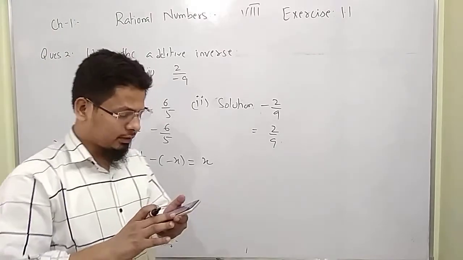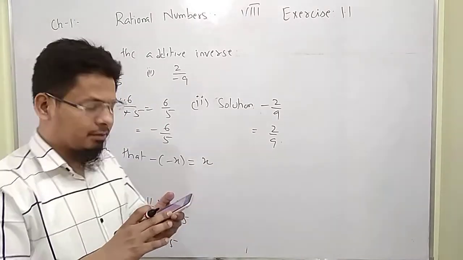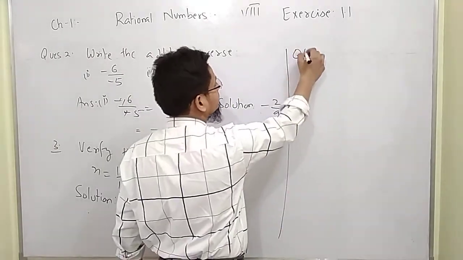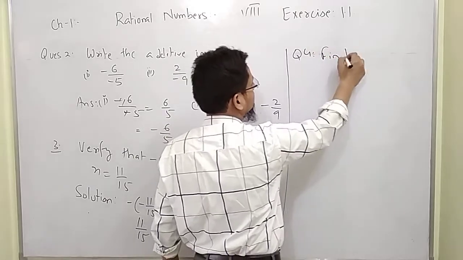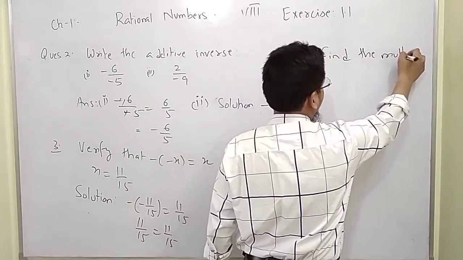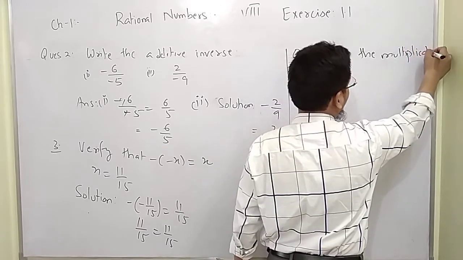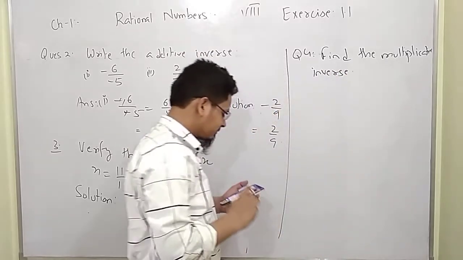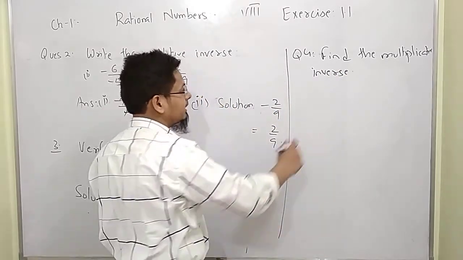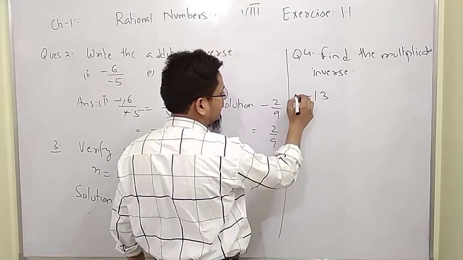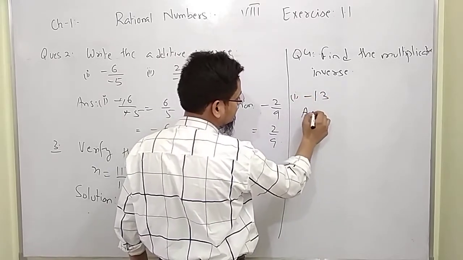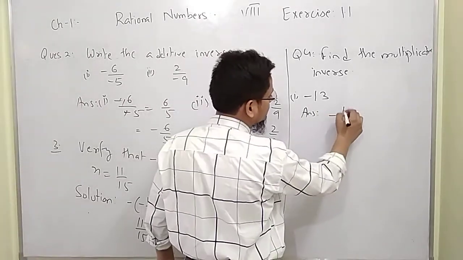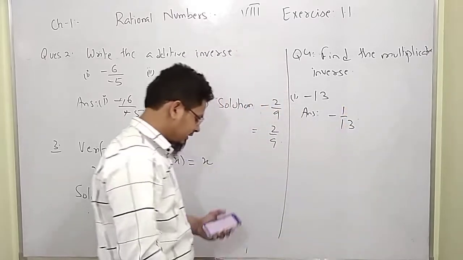Class, next problem you try. Question number 4 now. Find the multiplicative inverse, and this part also I have explained in the previous video with some other examples. So now the question is minus 13, right? The answer is, the sign will not change, we just take the reciprocal. So it is minus 1 upon 13. This is the answer, right beta?